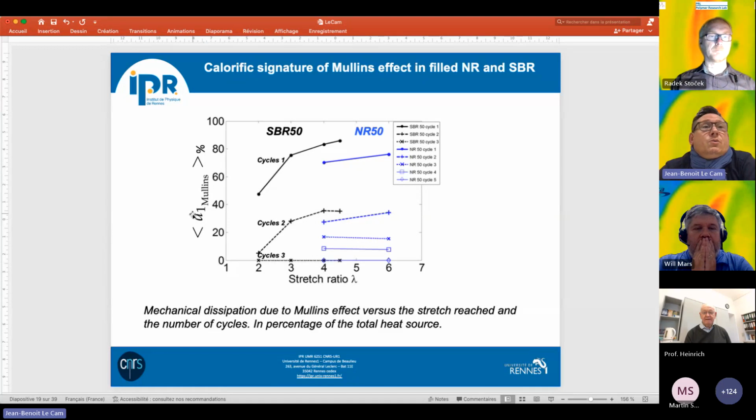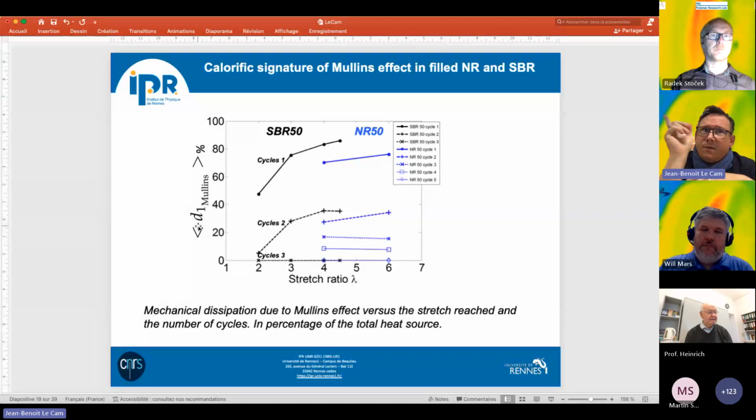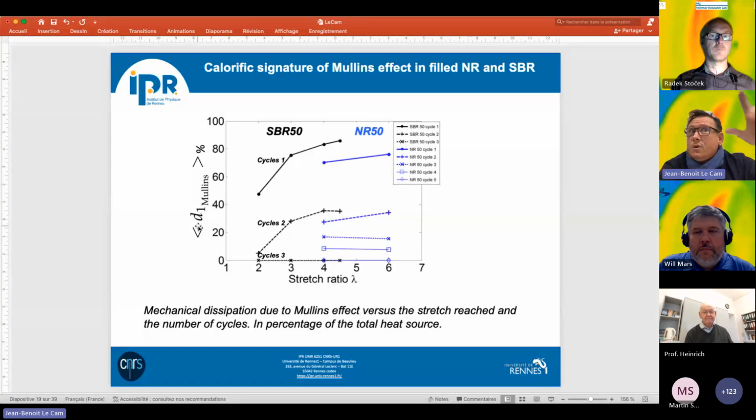So you can evaluate, okay, I just have to say that the intrinsic dissipation can be accurately and theoretically calculated from thermodynamical cycles, for stabilized mechanical cycles, stabilized mechanically and thermally. This is not the case for the cycles when the material is accommodating. So this is just an evaluation of the intrinsic dissipation due to the Mullins effect.